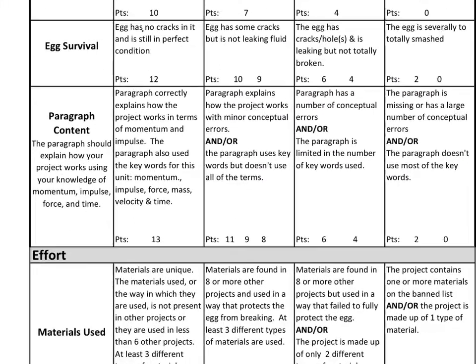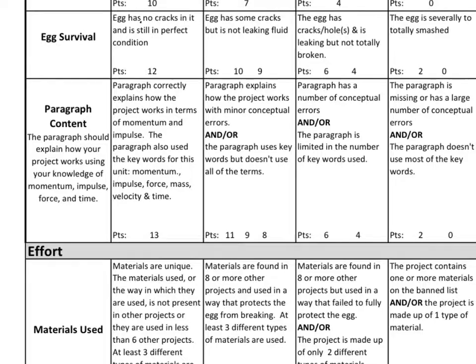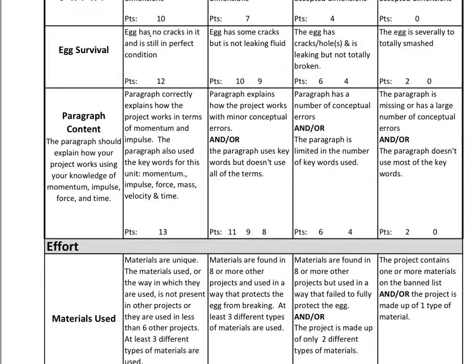Taking a look at the paragraph, you can see that it goes into some detail here. Hopefully by reading this rubric, you'll get a little more detail of what I'm looking for. I'm looking for a paragraph that correctly explains how the project works in terms of momentum and impulse. The paragraph also uses keywords for the unit such as momentum, impulse, force, mass, velocity, and time, which are all the aspects that make up both momentum and impulse. So make sure you include those in your report.